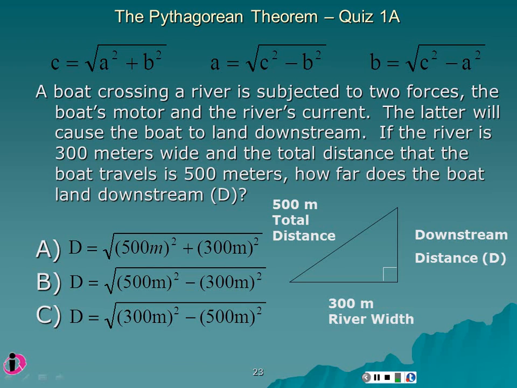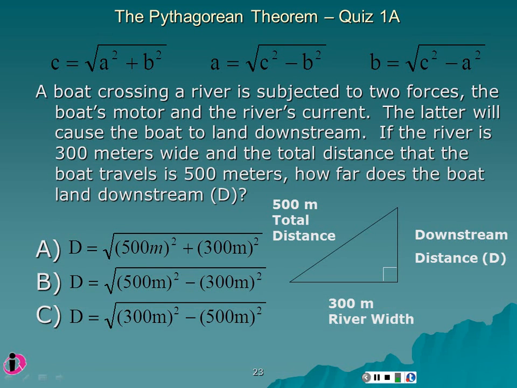Now let's look at a couple of examples. This example is a real life example that will give you a better idea of why this Pythagorean theorem is so important. Now a boat crossing a river is subjected to two forces. Number one, the boat's motor, for sure. Number two, the river's current. Now the latter will cause the boat to land downstream. If the river is 300 meters wide and the total distance that the boat travels is 500 meters, how far does the boat land downstream?